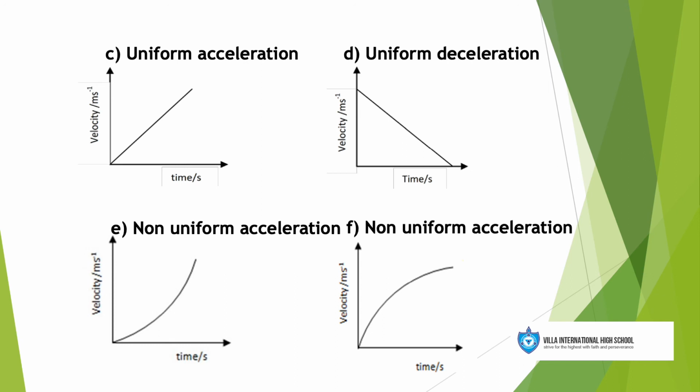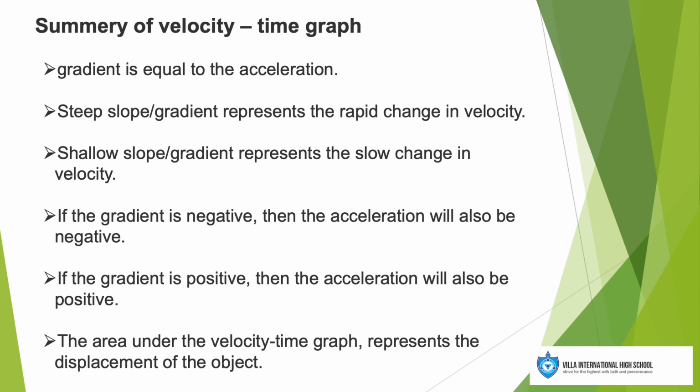What are the things we have to keep in our mind? So, the first one, the gradient is equal to the acceleration. Steep slope or gradient represents a rapid change in velocity. If the graph is steep, meaning there is a steep gradient or slope, there is a rapid change in velocity. Shallow slope or gradient represents a slow change in velocity.